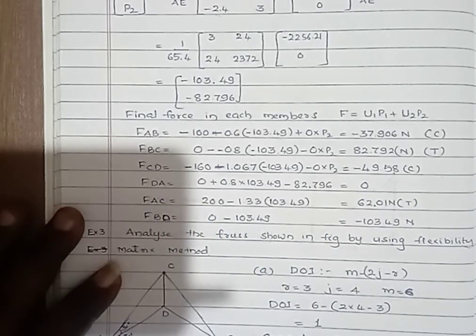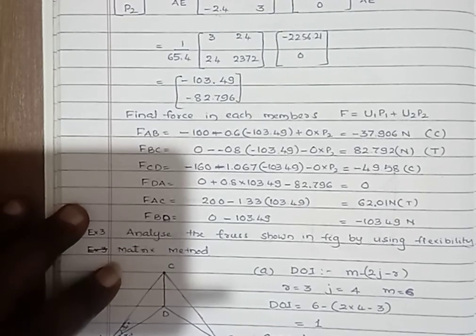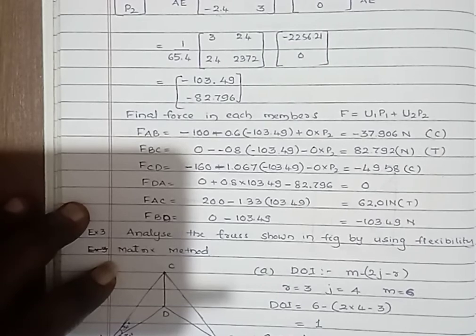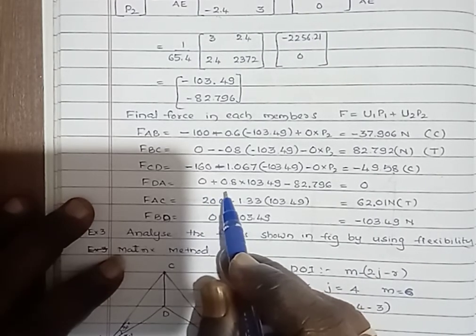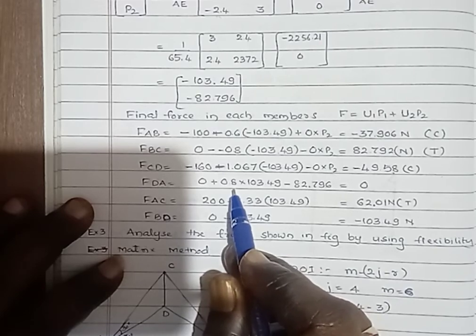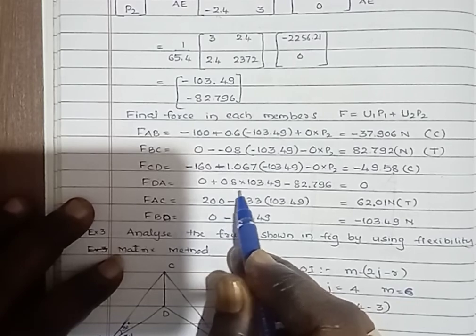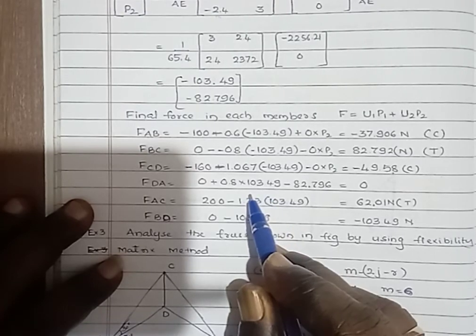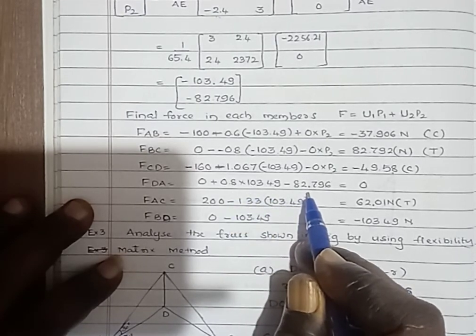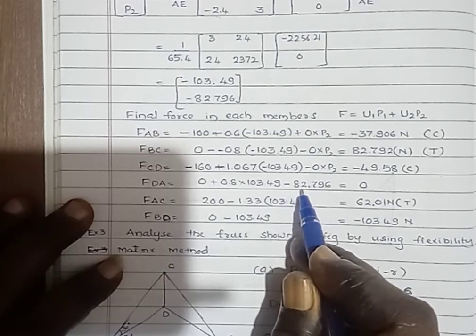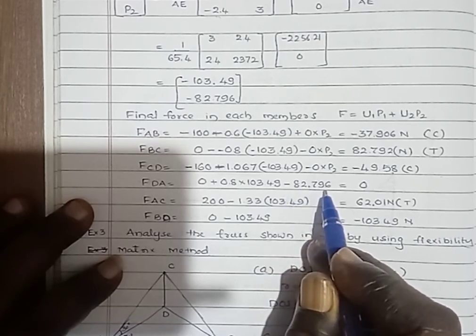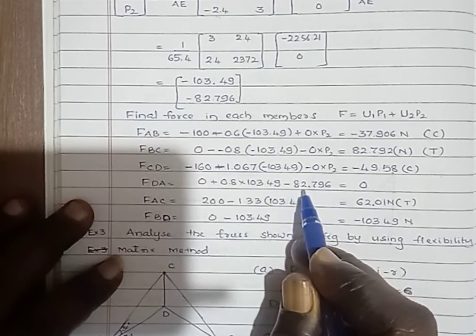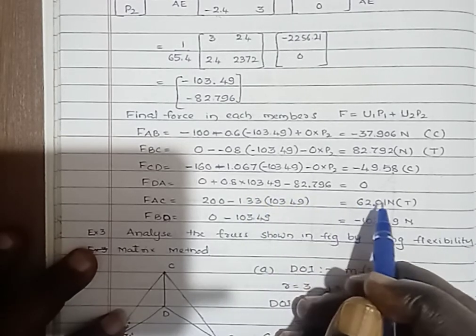Then the force in the member DA, the horizontal member at the bottom chord, due to the applied load is 0. The force in the member due to the unit load along the diagonal BD is 0.8, into the first redundant value 103.49, minus into minus becomes plus. Then 1 into minus 82.796, the force in the member due to the unit load acting along redundant 2, this becomes 0.